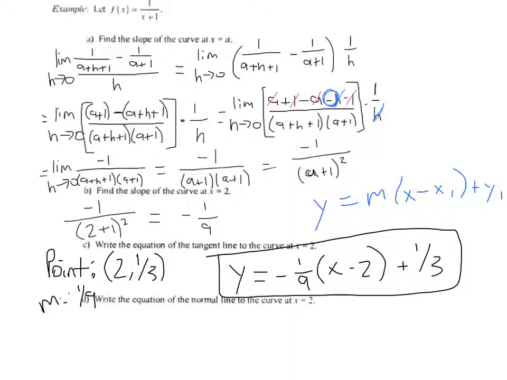Normal line is going to go through the same point, still 2 comma 1/3, but the slope has to multiply with our original slope to get a product of negative 1. So it means the slope for the normal line is a positive 9, and so for that we just have y equals 9 times x minus 2 plus 1/3.